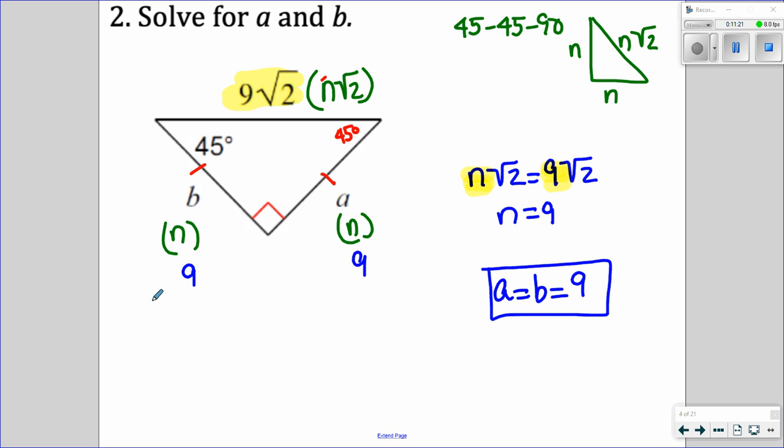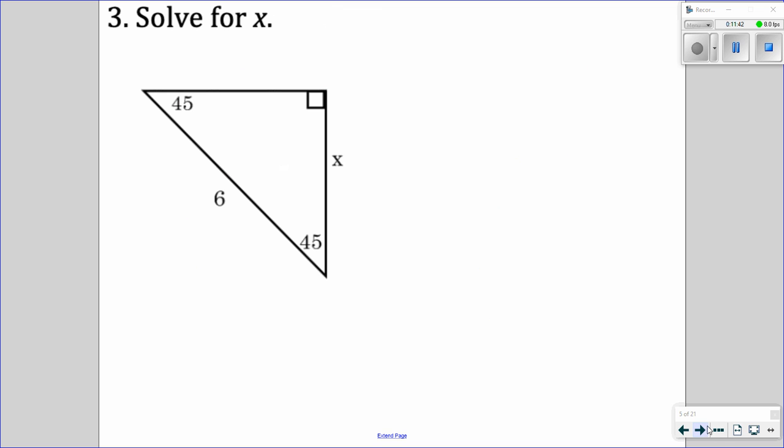So then I have my sides for the 45, 45, 90, got 9, 9, 9 root 2. Again, all using the side ratios. This will take a while to figure out, but once you figure out the pattern and what's going on, then the rest should be easy to do. All right, let's do another one.